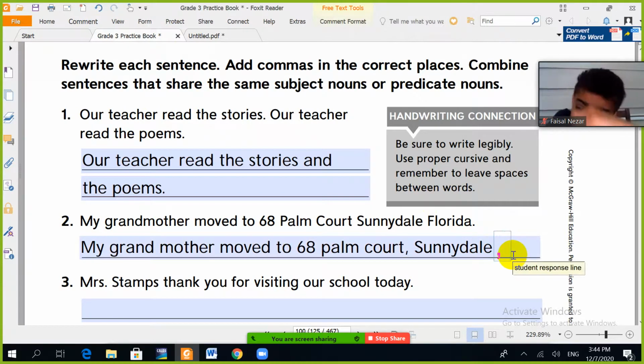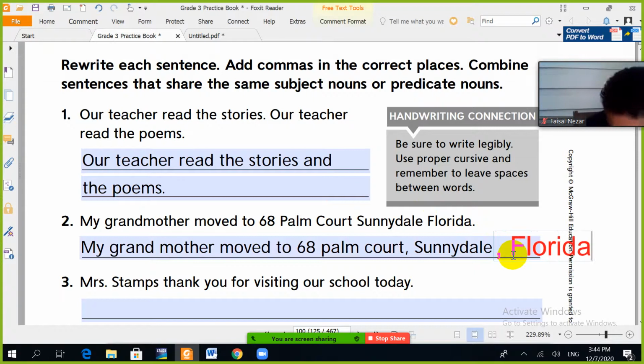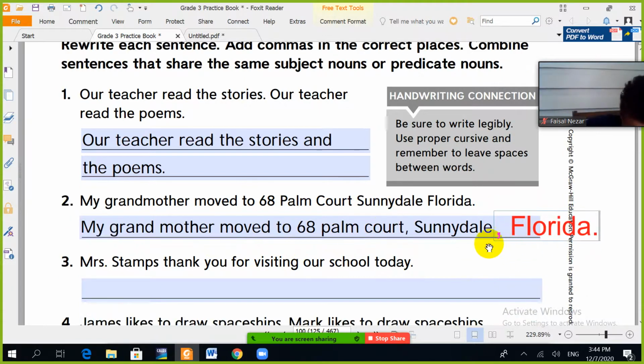You have to put a comma after Court, and we're going to say Florida. Finally, we have to put a period. So: my grandmother moved to 68 Palm Court, Sunnydale, Florida. We put a comma after street, state and city, and finally a period.